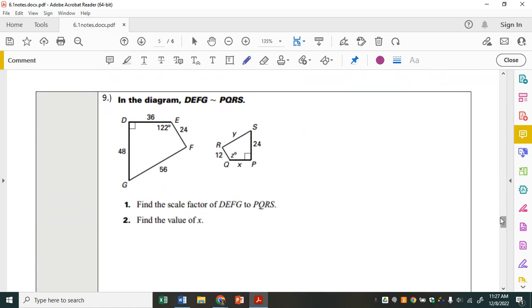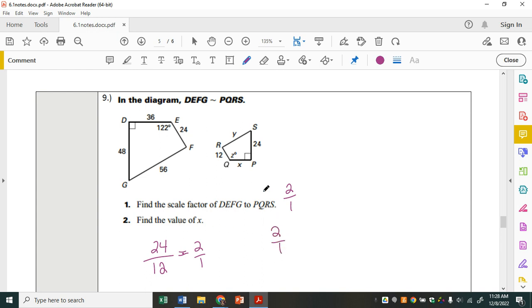On number 9, it says find the scale factor of DEFG to PQRS. So we can set this up, right? We really have a lot of options. We can use any of these side lengths comparing RQ and SP because those are the values we have, right? So if I used RQ corresponds to FE, I'm going to take 24 over 12. Right, and that's just going to tell me my scale factor is 2 over 1. Okay, so my scale factor is 2 over 1.